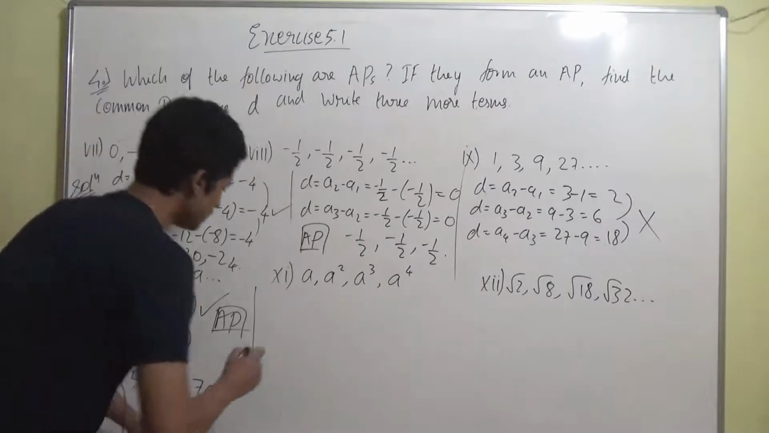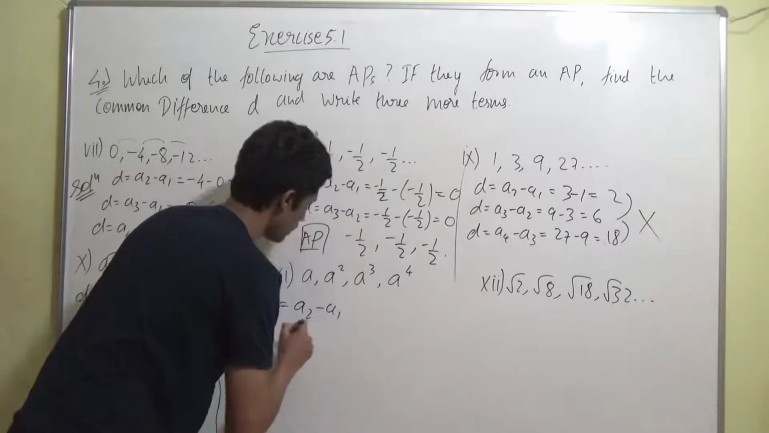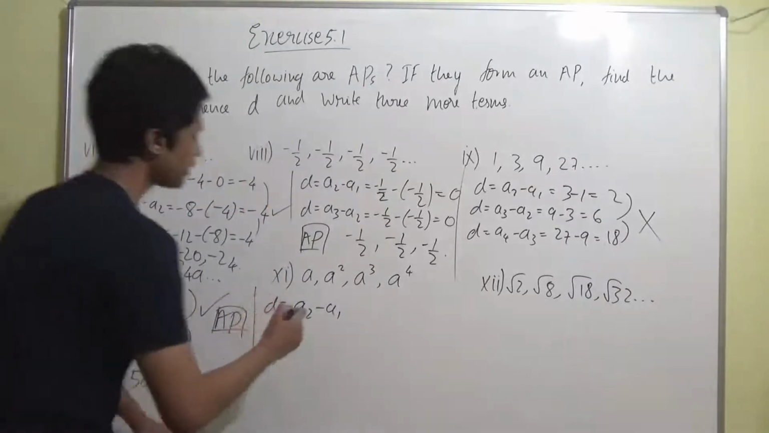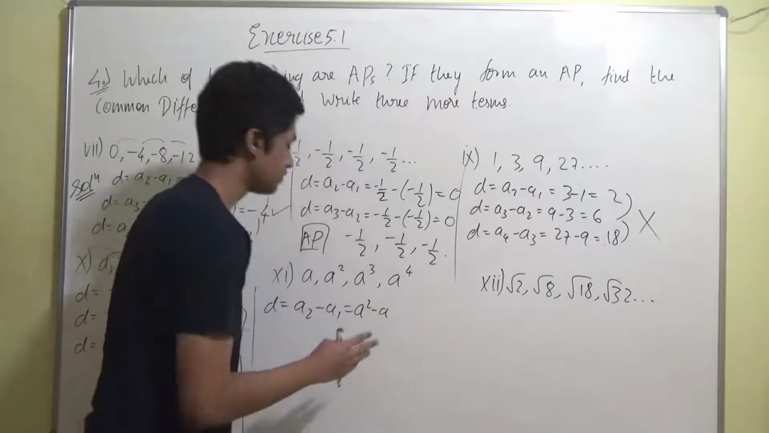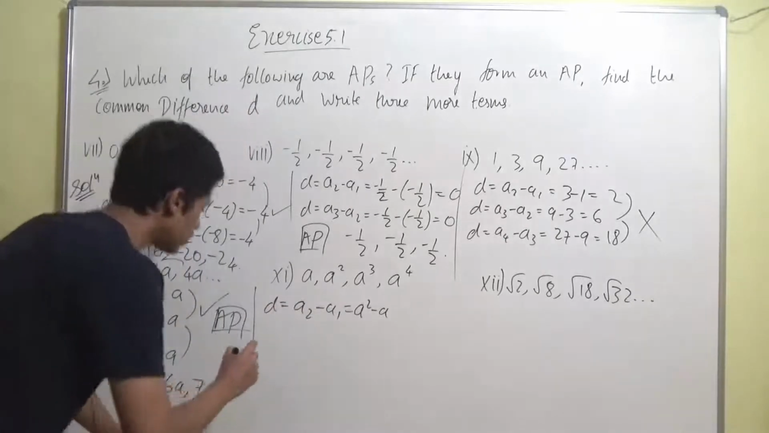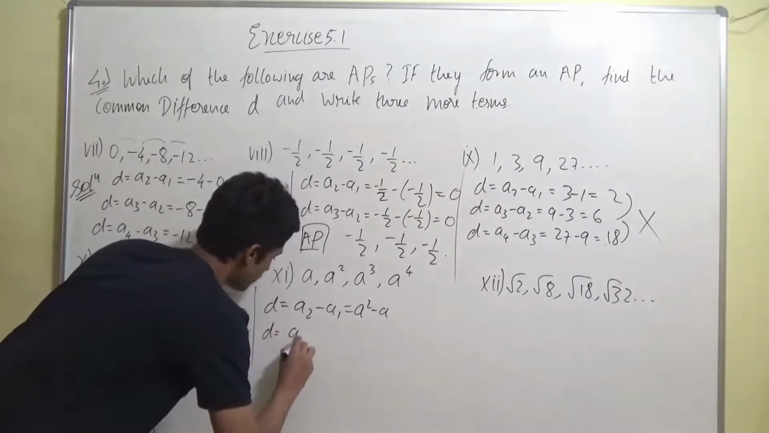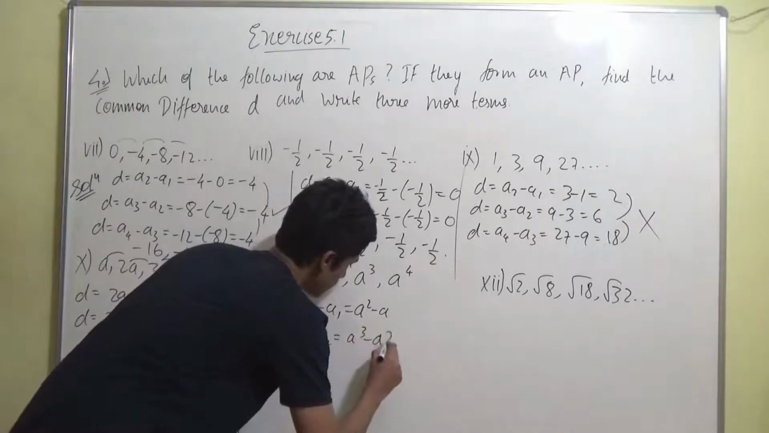If you see here guys, if you find d, it's going to be a2 minus a1, which is equal to a square minus a. Getting it? This is the final form guys, you can't simplify it further. This is going to be like this only. Now if you find d for the next 2 terms, it's going to be a3 minus a2, that will become a cube minus a square.